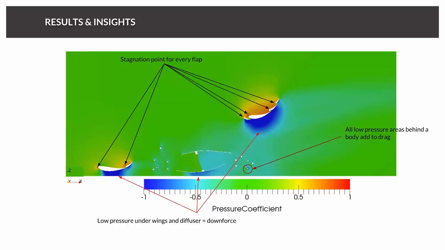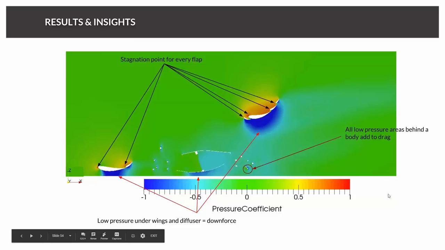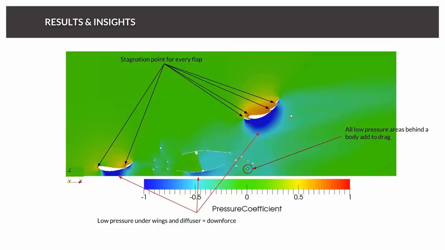As we see the stagnation point for every wing. Here, here, here, here, here, and here. And even the stagnation point on the suspension. Under the wings and the diffuser, we have low pressure. And very important, this is a pressure coefficient. This is not total pressure, that's something else. This is more or less your static pressure. And these low pressure areas are creating both drag and downforce.